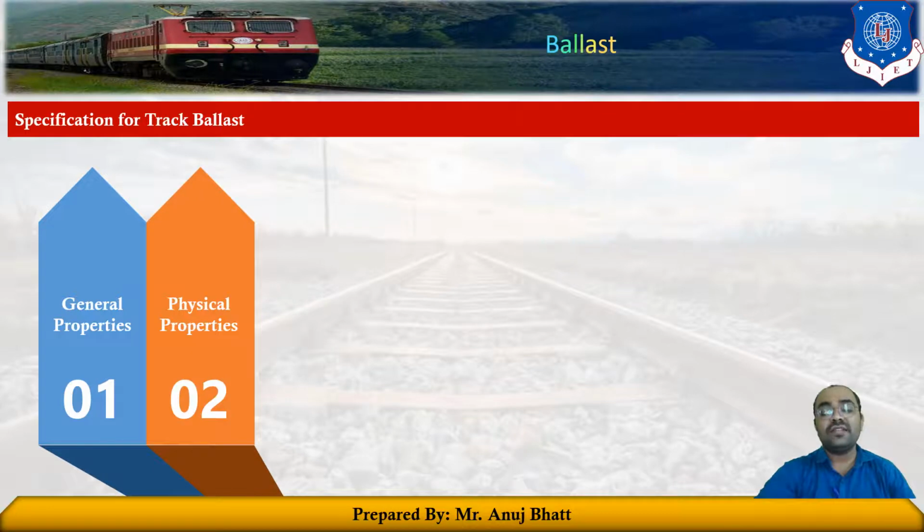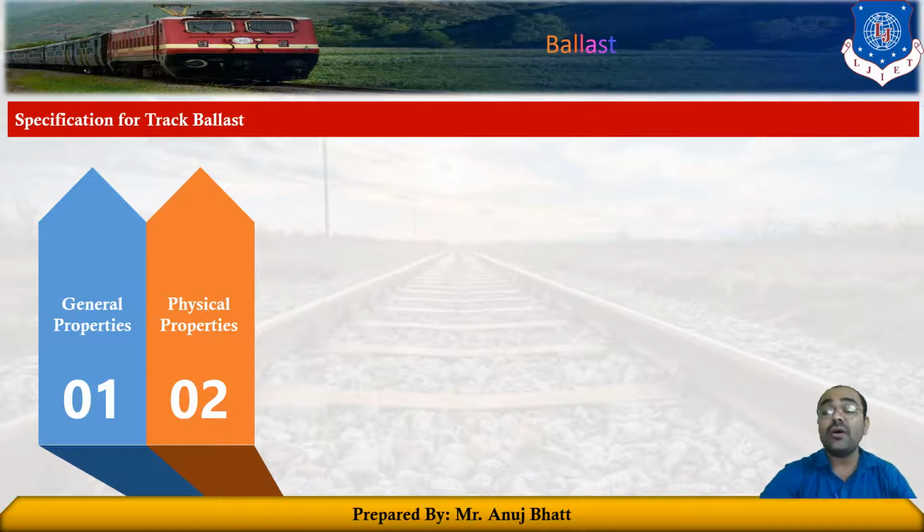Then, if we discuss the physical properties of the stone which we use, the aggregate abrasion value of such stones should not exceed 30%, and the impact value of such aggregates should not exceed 20%. So these are some of the physical properties required to construct the ballast.